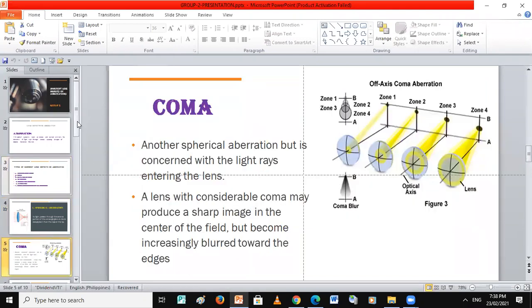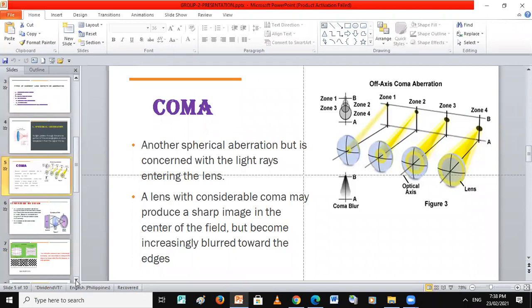Coma. So the next inherent aberration is the coma. Coma is concerned with the light entering the lens of the camera. A lens with considerable coma may produce a sharp image in the center of the field but become increasingly blurred towards the edges. So meaning coma focuses on the center of attraction.